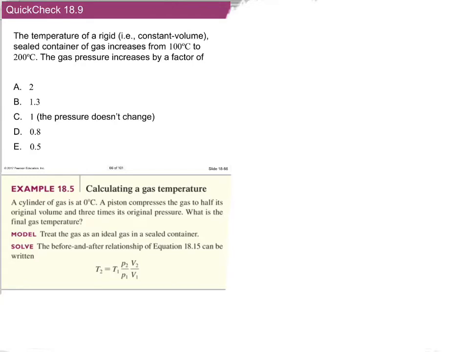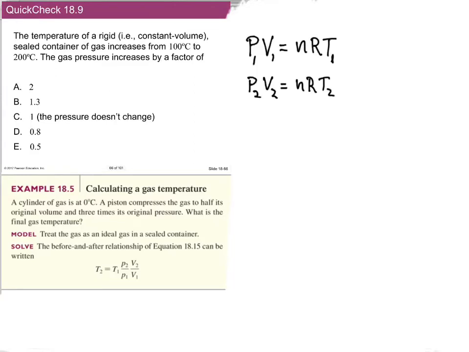So again, this is a sealed container. That means that the volume of the container doesn't change. So volume is going to be constant. We're dealing with a gas, an ideal gas, and we know that the temperature is changing. So we'd like to know by how much the pressure is going to change, the ratio between the final pressure and the initial pressure.